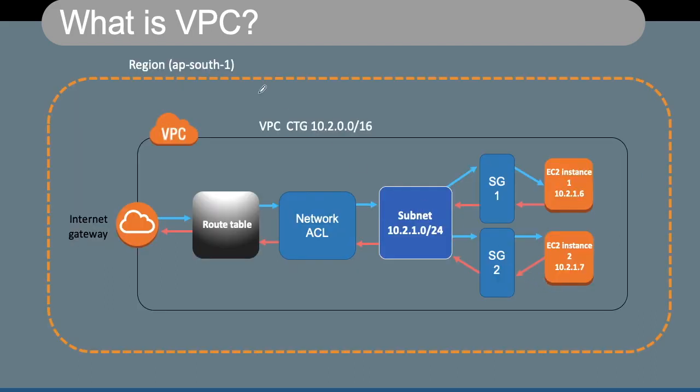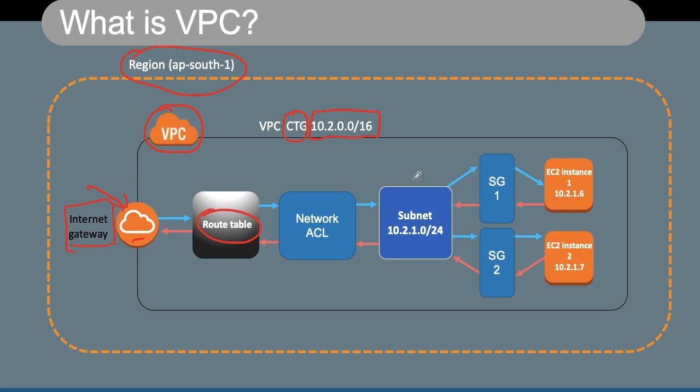Now just to take an example, this is a region which is AP South 1, and within this region we have a VPC created. The name of the VPC is defined as CTG, which is Cloud Training Guru, and here we have 10.2.0.0/16. Now we are giving access from the outside world by using something called an Internet Gateway. Internet Gateway allows you to access these resources through the internet, which gets into something called a route table. The route table defines all the routing entries where you will be able to route the traffic in your network.